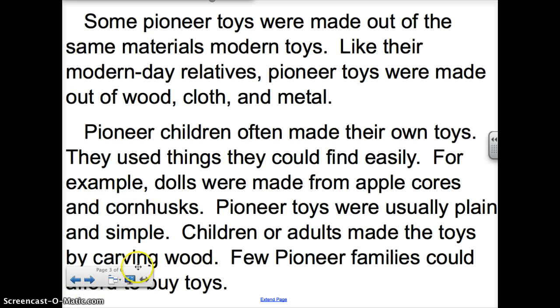Some Pioneer toys were made out of the same materials as modern toys. Like their modern day relatives, Pioneer toys were made out of wood, cloth, and metal. Pioneer children often made their own toys. They used things they could find easily. For example, dolls were made from apple cores and corn husks. Pioneer toys were usually plain and simple. Children or adults made the toys by carving wood. Few Pioneer families could afford to buy toys.